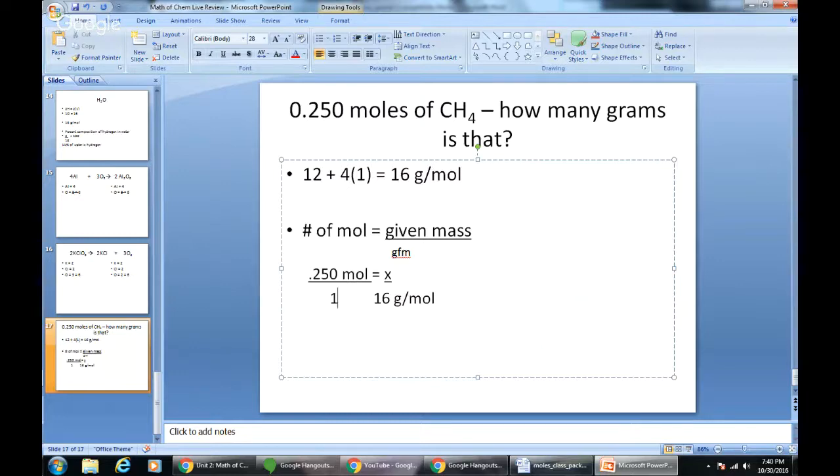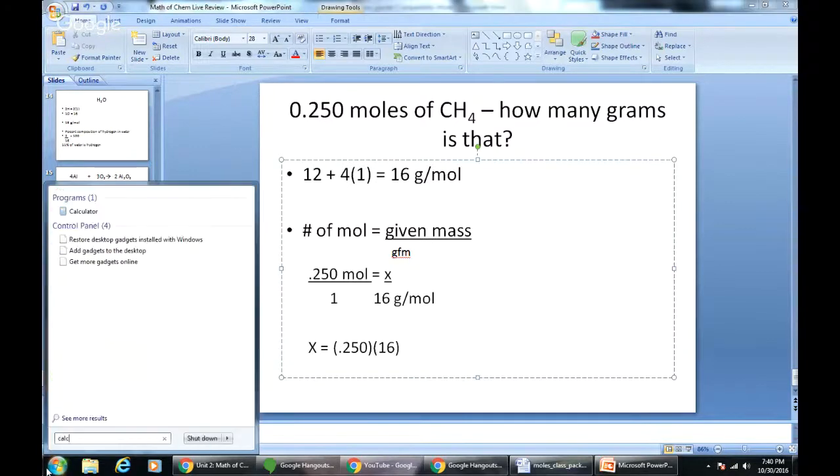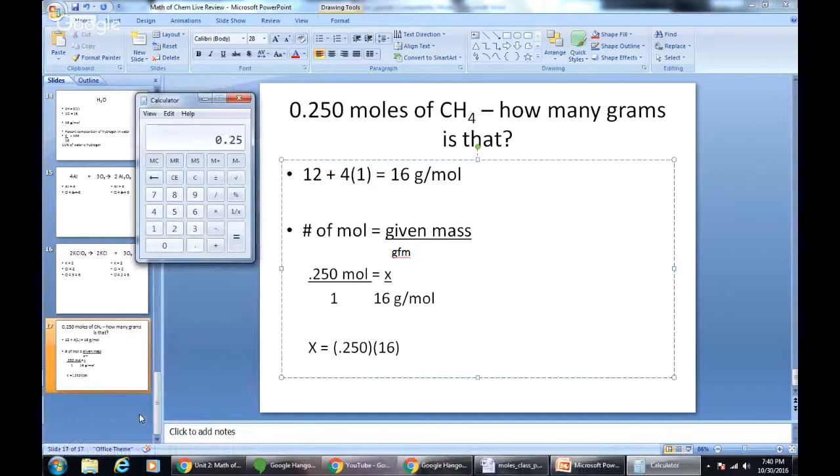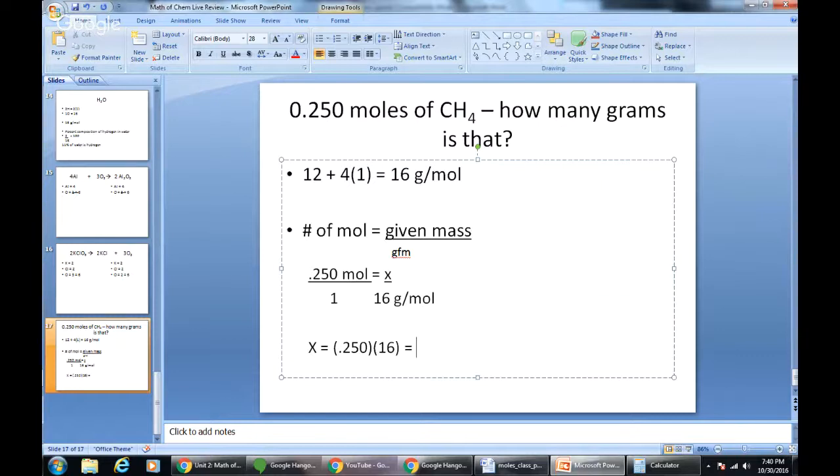So you cross multiply these. It's 1 times X is equal to 0.25 times 16. So X is equal to 0.25 times 16. Let's see if we can get that. 0.25 times 16 equals 4 grams. So you have 4 grams of CH4 in 0.25 moles. That's how you figure it out.